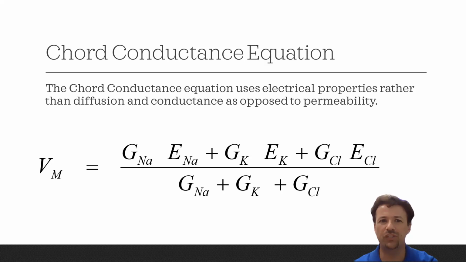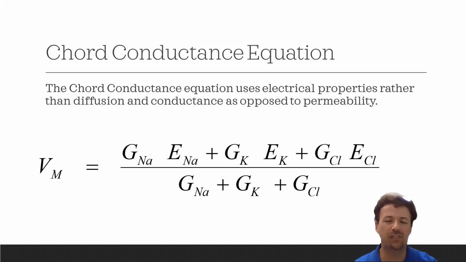And this equation is called the chord conductance equation. And it states that the resting membrane potential is equal to the conductance of sodium multiplied by the equilibrium potential for sodium, plus the conductance of potassium multiplied by the equilibrium potential of potassium, plus the conductance of chloride multiplied by the equilibrium potential for chloride, divided by total conductance.